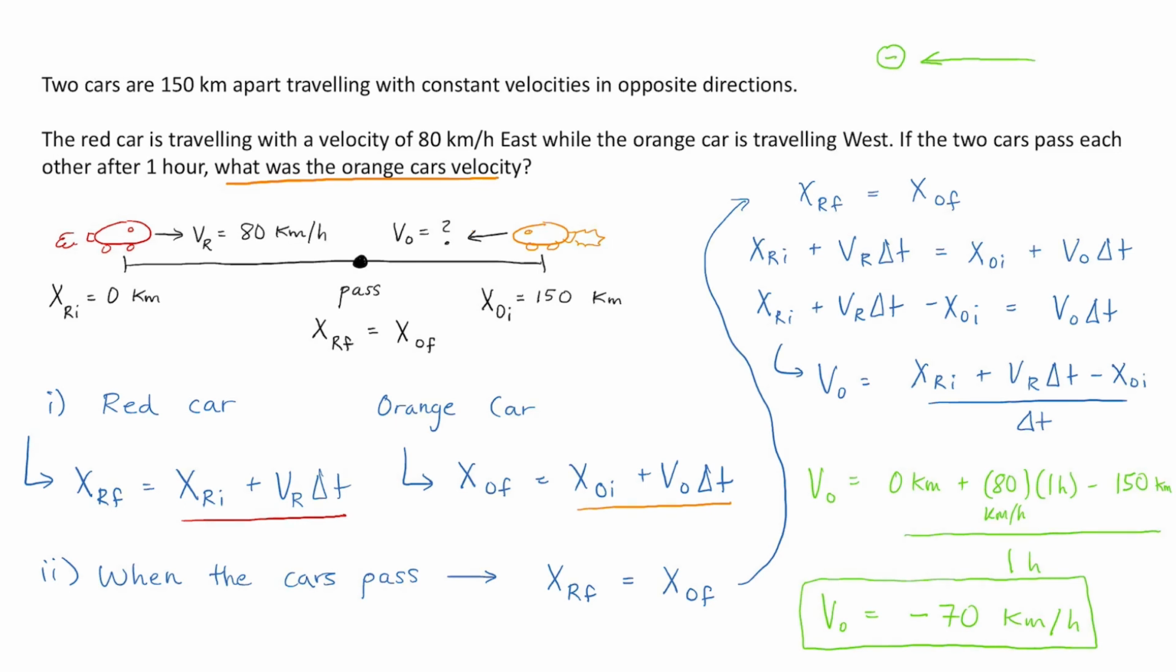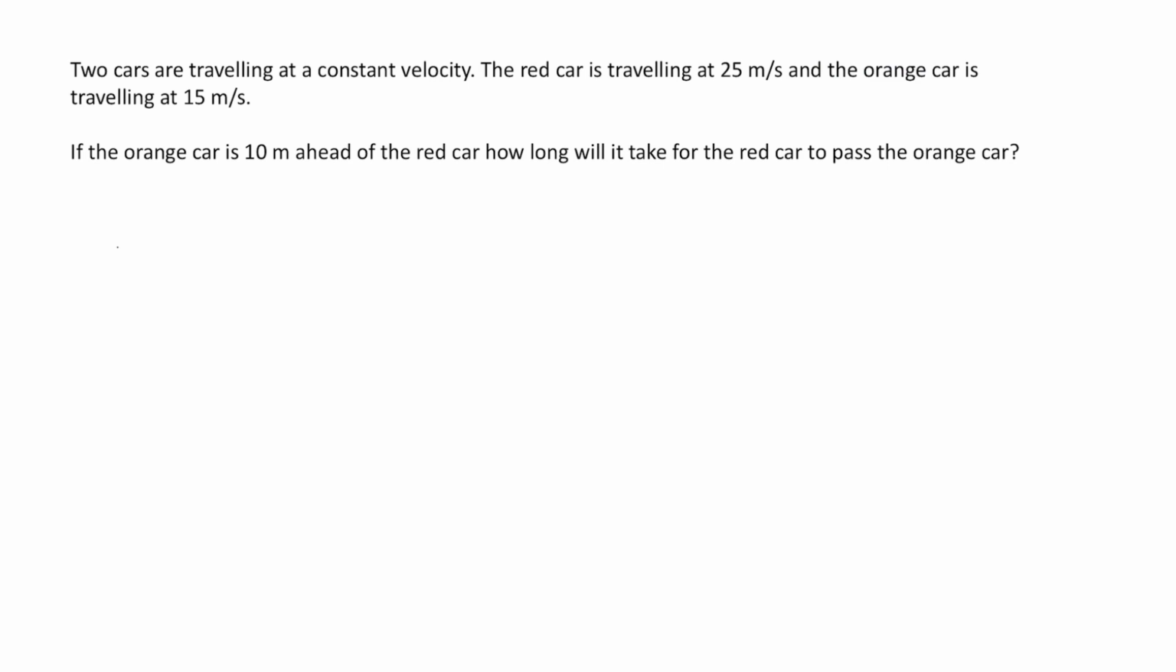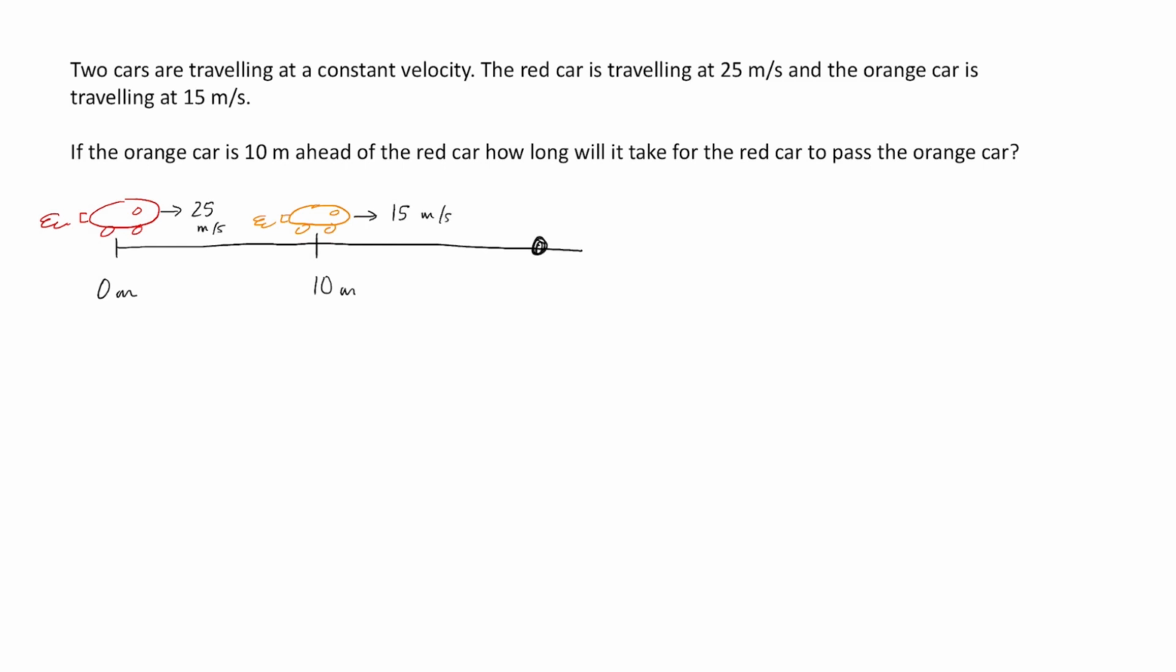And now let's do one last practice problem. Here we have two cars that are traveling at a constant velocity. The red car is traveling at 25 meters per second, and the orange car is traveling at 15 meters per second. And if the orange car is 10 meters ahead of the red car, we want to know how long will it take for the red car to pass the orange car.